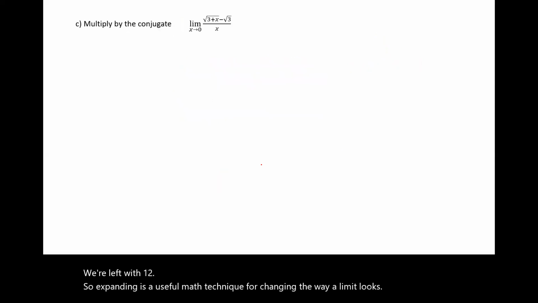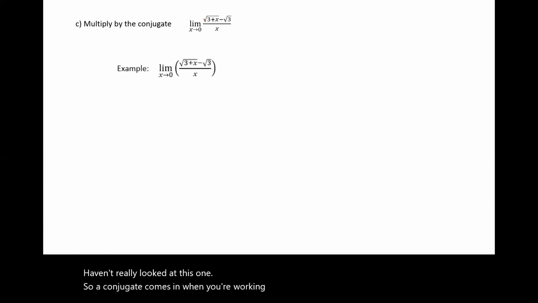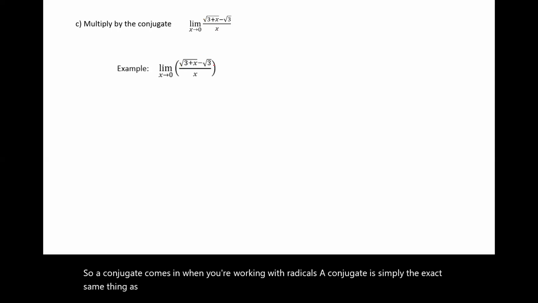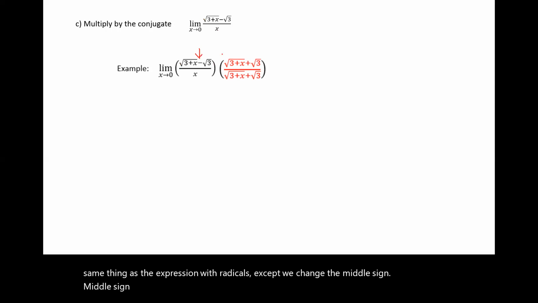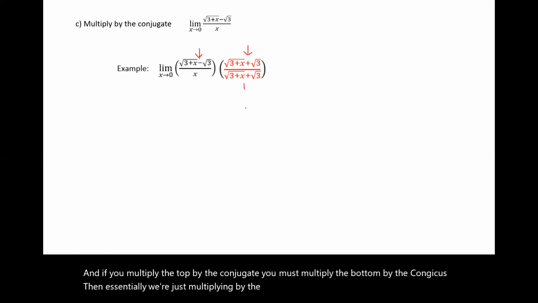What else do we have? We haven't really looked at this one. So a conjugate comes in when you're working with radicals. A conjugate is simply the exact same thing as the expression with radicals, except we change the middle sign. Middle sign was negative. Middle sign is now positive. And if you multiply the top by the conjugate, you must multiply the bottom by the conjugate, because then essentially we're just multiplying by the number 1. So it'll look different, but we're not changing it mathematically.